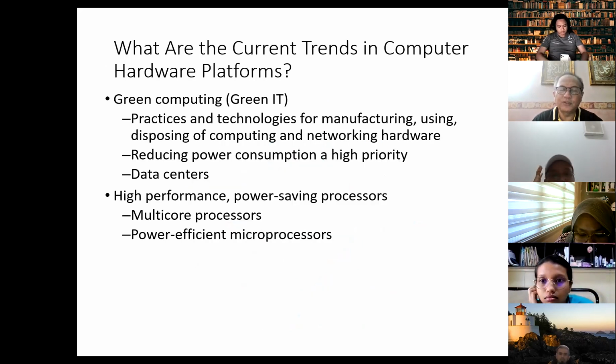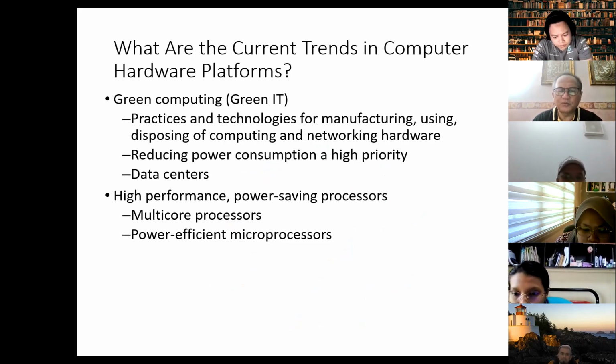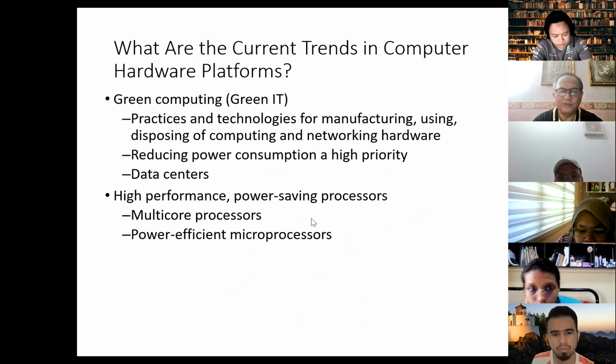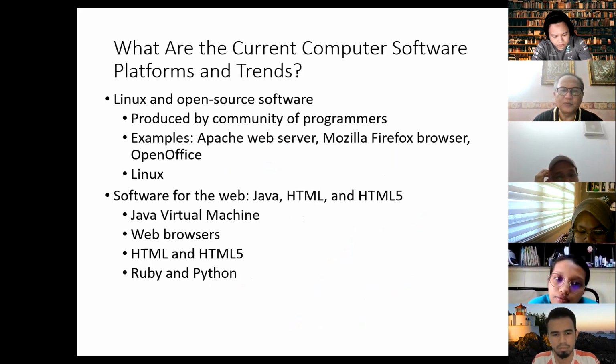And then there are also trends to move into green computing to reduce energy, more into power reduction. We have data centers which are moving into green computing. We have high performance power saving processors, multi-core processors. We can do multi-threading. And then we are moving towards Linux and open source software. We have Apache web server and so on.